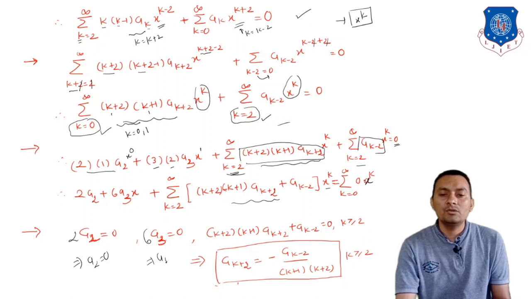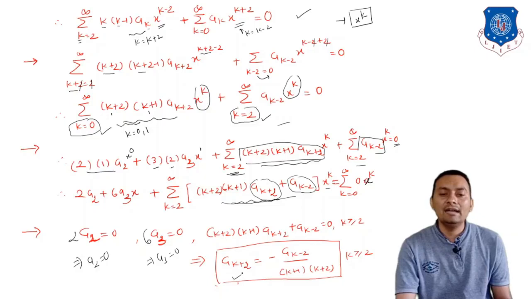So what we are going to get is a3 equal to 0, and this is exactly our recurrence relation. Whenever we represent the recurrence relation, we always try to write the higher coefficient in terms of the lower. Our coefficients are a_{k+2} and a_{k-2}. Which one is the bigger? It is clear that a_{k+2} is the bigger.